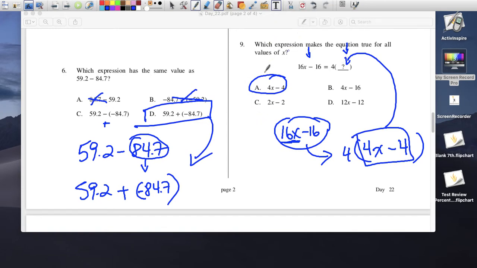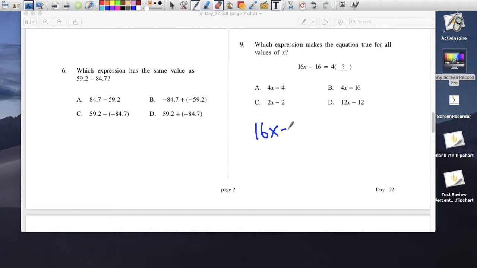So if you want to use the ladder method, those of you who like it, you could have done this. You could have asked yourself what goes into both numbers. Well, 4 is a big candidate. 4 goes into 16 4 times, 4x, and minus 4. And the only reason we're not pulling the GCF, by the way, the greatest common factor, is that we're pulling a 4. And why did I pull a 4? Because they told us that the 4 was outside. So we're looking for something inside the parentheses that can be multiplied by the 4 outside, and give you 16x minus 16.